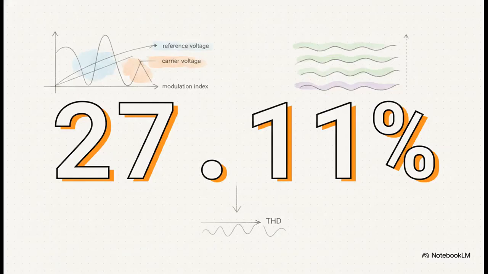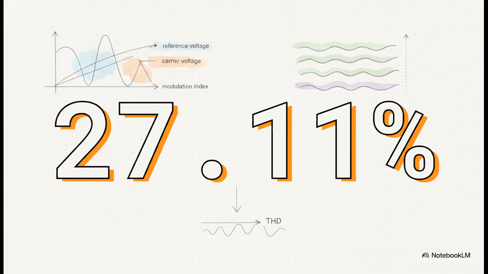Through our simulations, we can track exactly how the modulation index, which is just the ratio of our reference voltage to our carrier voltage, actually affects our output. When we push that modulation index perfectly to 1 in our 5-level simulation, we hit a benchmark total harmonic distortion of exactly 27.11%. And as the modulation index increases, our THD factor reliably decreases.